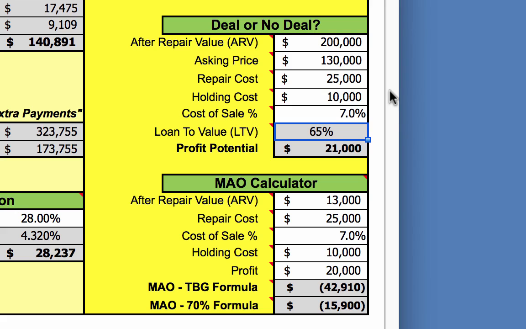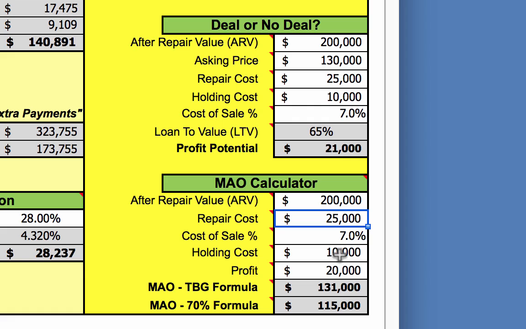Let's move down to the MAO calculator for a moment. Maximum allowable offer. Let's plug in, because now we're making an offer. We found a property we think is worth $200,000 after repair. We think the repair cost is 25%, or $25,000, sorry. The cost of the sale is still going to cost you 7%.